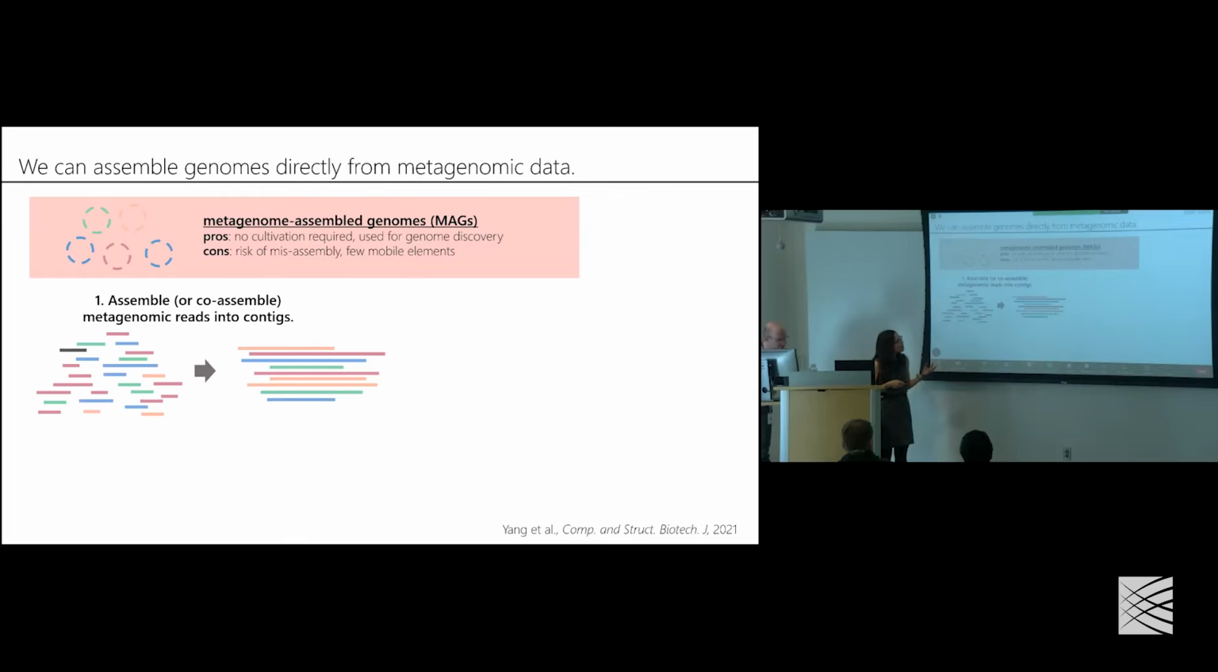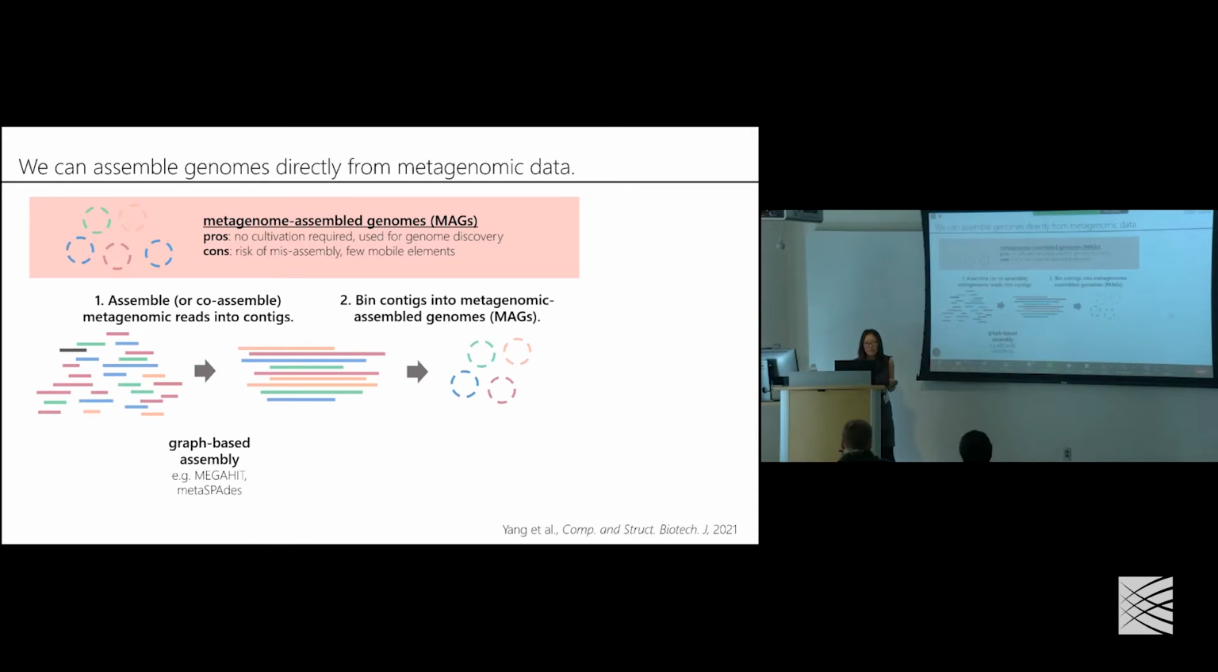The first step in these methods is to assemble or co-assemble metagenomic reads into contigs. Here we use pretty standard graph-based assembly methods that are used for mammalian systems as well. They rely on looking at overlap between reads to link them into larger segments called contigs. The real tricky step that comes next is that we then want to bin these contigs into what we call genome bins. Each of these genome bins is meant to be the equivalent of a bacterial species.